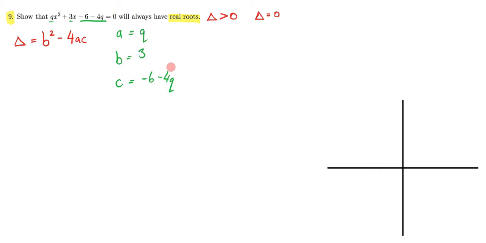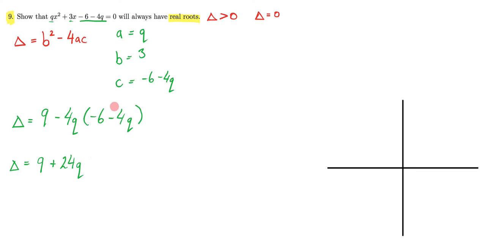Next, I'm going to sub these values into my discriminant. So I'm going to get that my discriminant is going to be b squared, which will be 9, minus 4 times q, and then I'm going to times it by c, minus 6 minus 4q. Then I'm going to expand this out. So my discriminant is going to be equal to 9 minus, positive, actually, 24q. Don't get mixed up with your negatives.